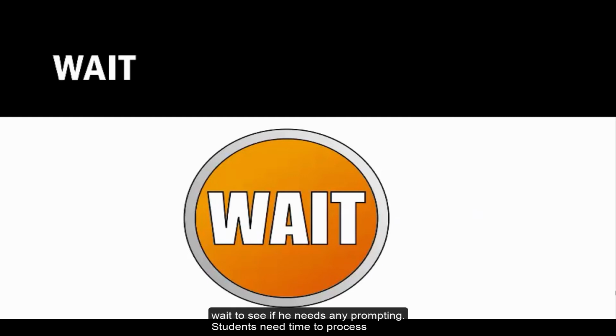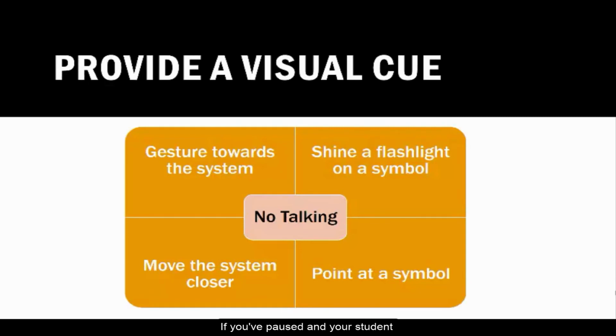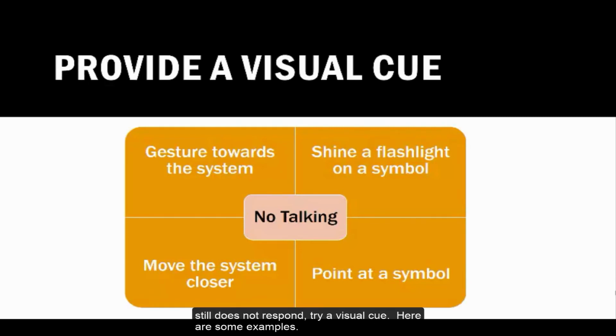First, you are going to wait to see if he needs any prompting. Students need time to process, and you are waiting after each step as you go through the process. If you've paused and your student still does not respond, try a visual cue. Here are some examples. Just gesture towards the communication system, kind of like reminding him to use it. Shine a flashlight on the symbol you think he ought to be saying. Move the system closer to the student. Point at the symbol. Remember, these are done without carrying on a conversation or encouraging him to respond.